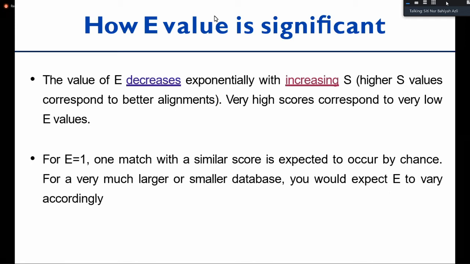Okay. For an E value of 1, as an example, a match with a similar score is expected to occur by chance once. For a very much larger or smaller database, you expect it to vary accordingly.